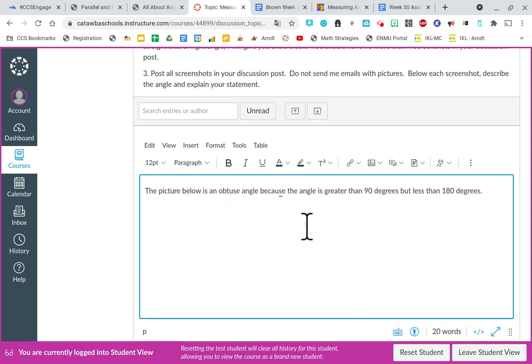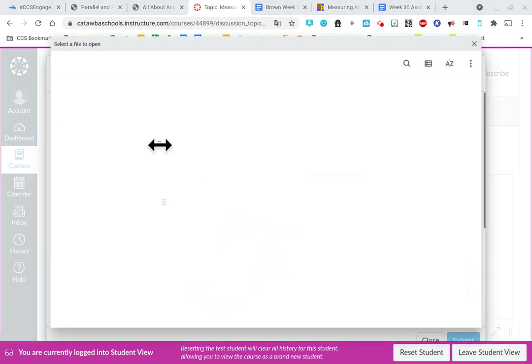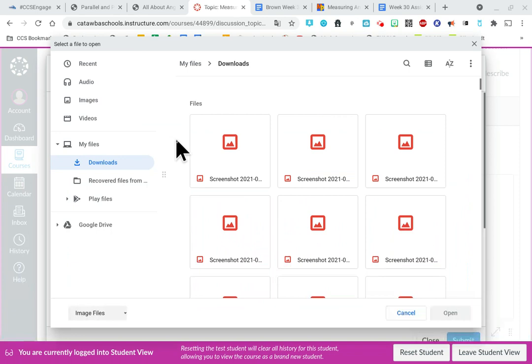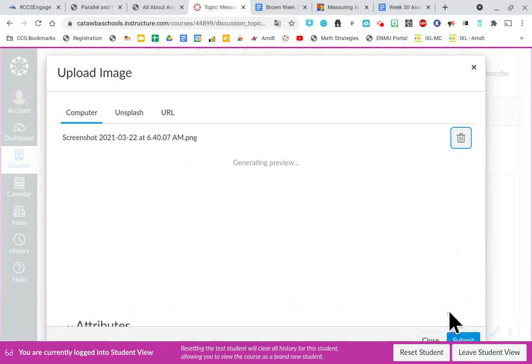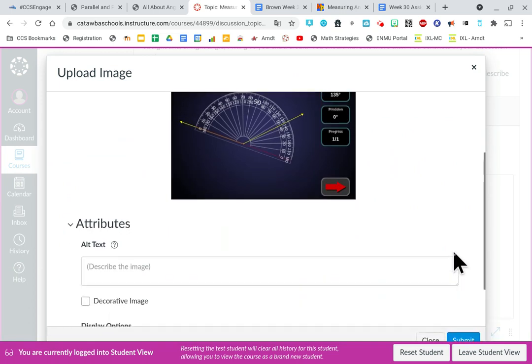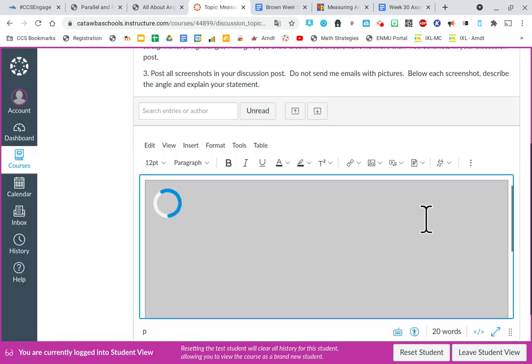Your pictures need to be in your discussion post. Do not send me emails, guys. Those emails get lost. Okay, so what you're going to do is I'm going to click right here, and I'm going to click upload image. And then I'm going to upload that screenshot, open, and submit.